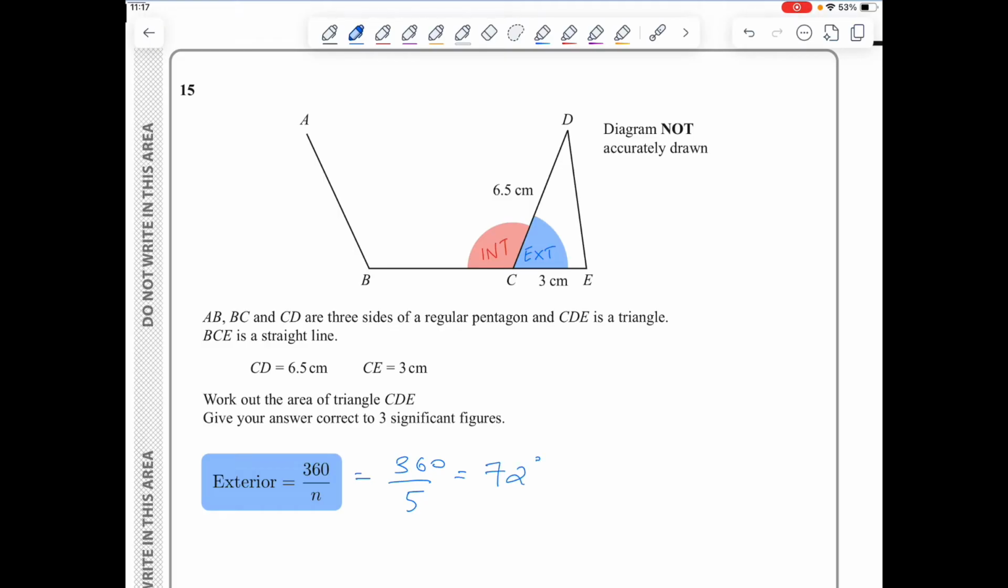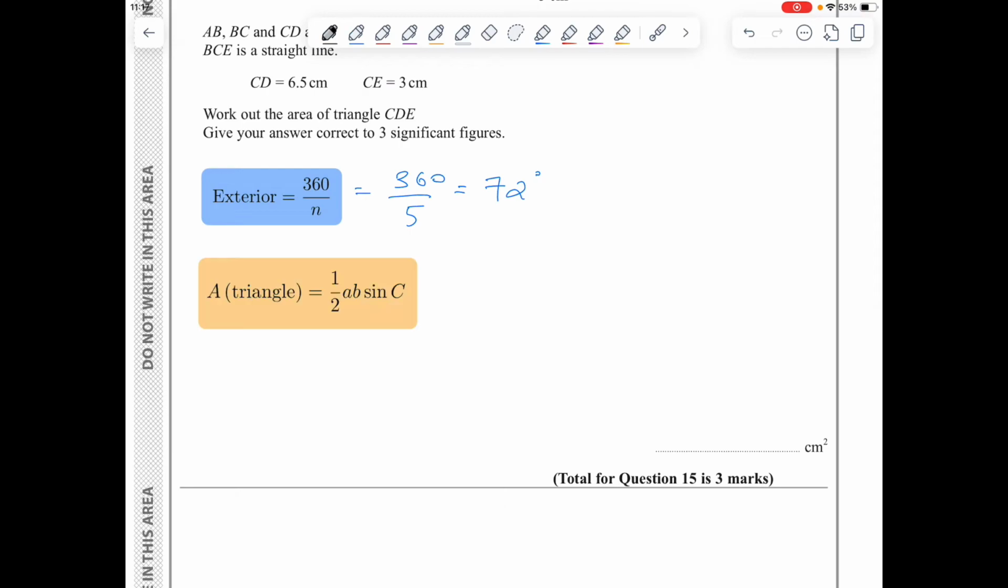So now I can use the formula for the area of a triangle, which is the following. So let's plug in the values. This is 1 over 2 times 6.5 times 3 times sine of 72. Put this on the calculator and you'll get a value of 9.27 centimeters squared, correct to 3 significant figures.